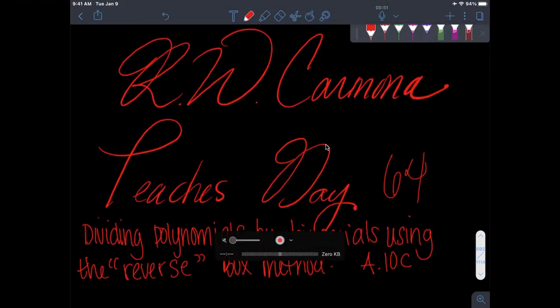Day 64. Today we're going to be talking about dividing polynomials by binomials. We're going to utilize what I like to call the reverse box method. We're essentially going to take something that we've already used before and do kind of a reverse order of it. So let's go ahead and jump in.